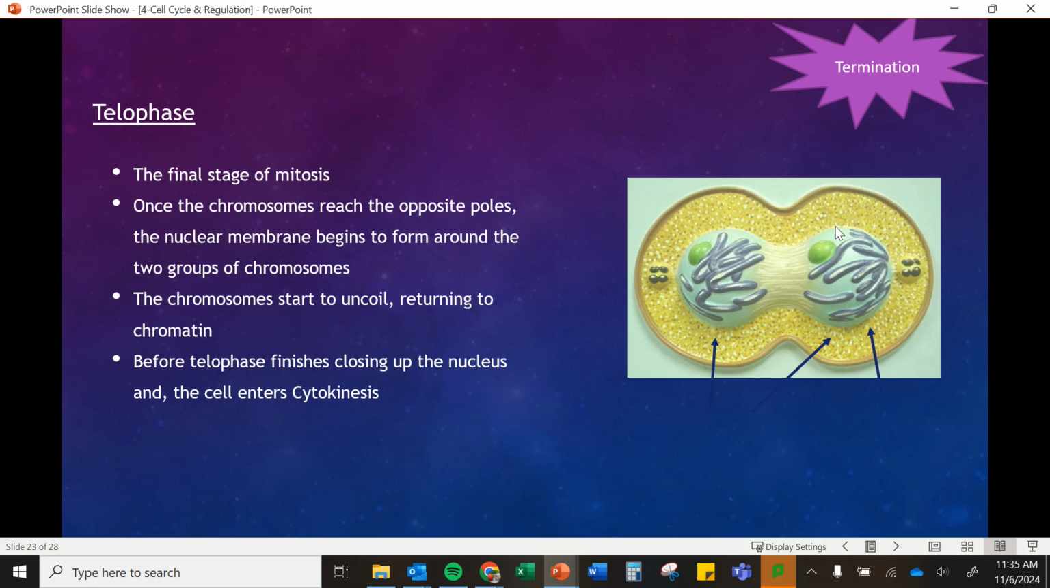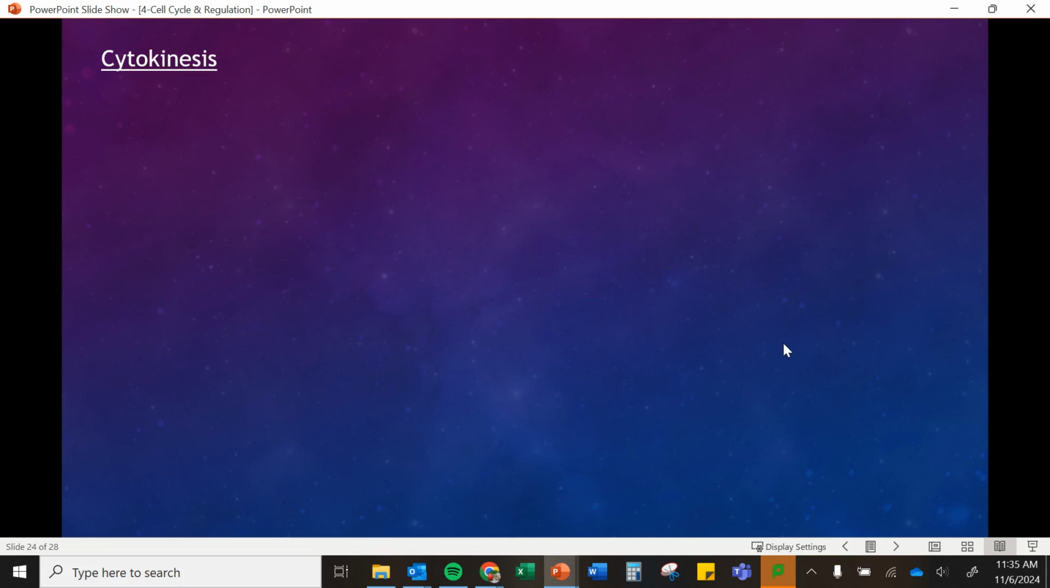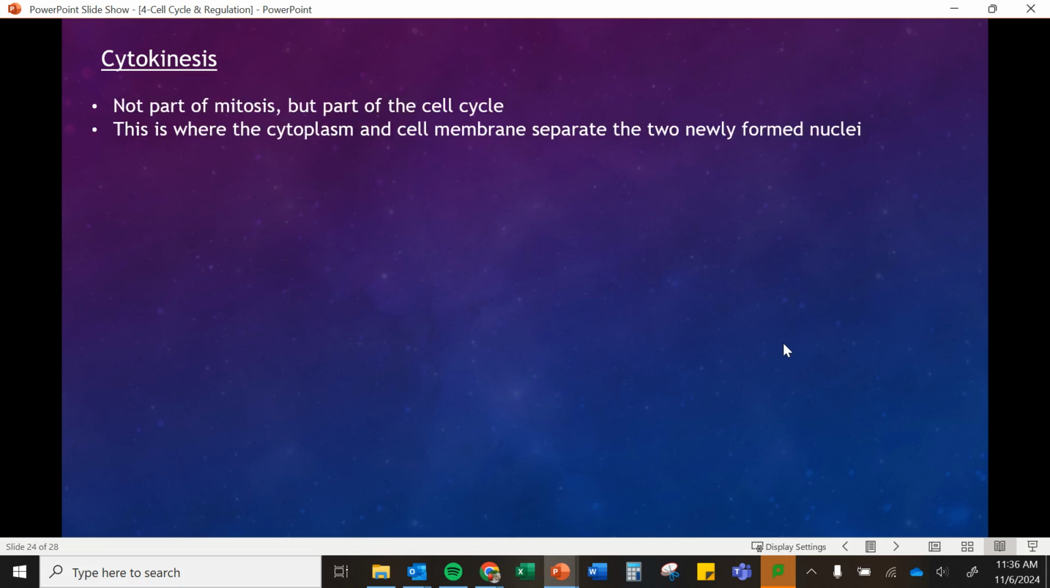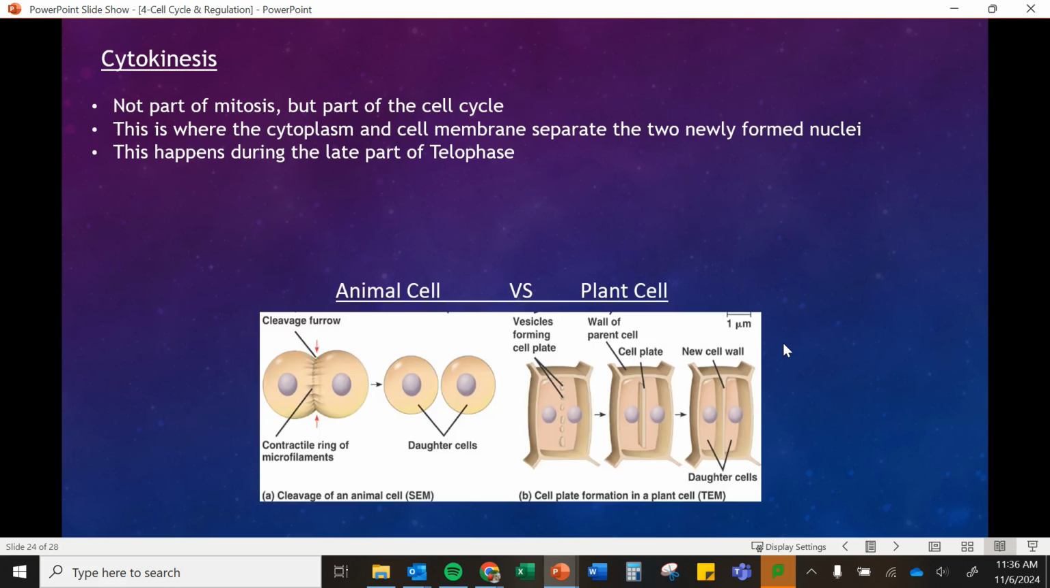And before telophase finishes, the nucleus is closed up and the cell enters cytokinesis, where the cytoplasm is going to be split. Okay, cytokinesis, it is not technically part of mitosis, but it is part of the cell cycle. This is where the cytoplasm and the cell membrane are split into two newly formed nuclei, and it happens during the last part of telophase.